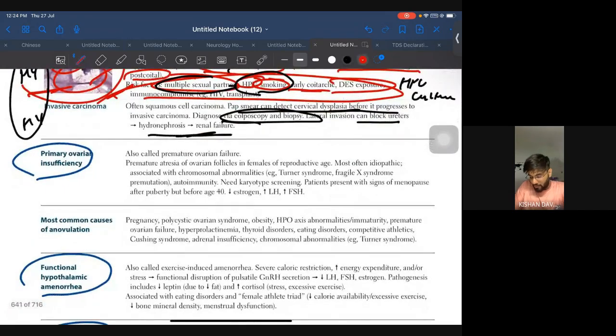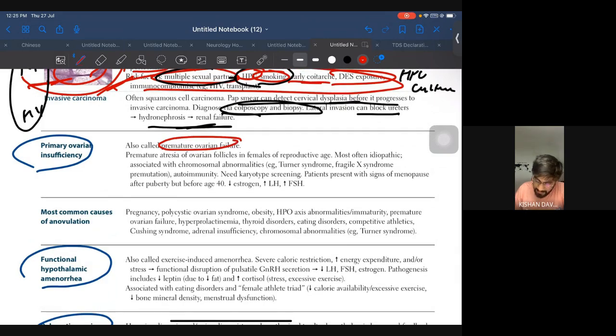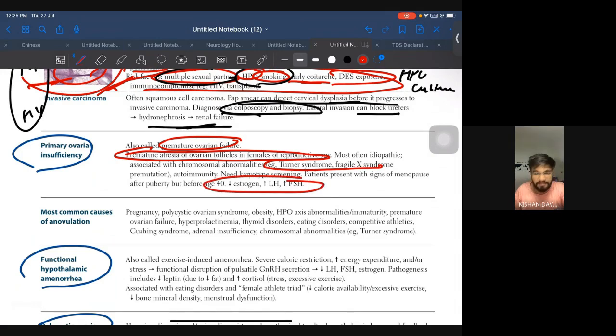Now coming to the ovary. Primary ovarian insufficiency, also called premature ovarian failure, is premature atresia of ovarian follicles in females of reproductive age. Turner syndrome, Fragile X syndrome, and here the lab values are: estrogen will decrease but LH and FSH increase. Remember estrogen, LH, FSH. Every time they will be asking you.